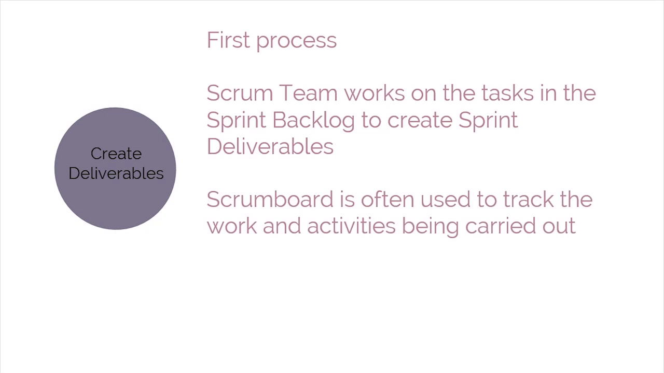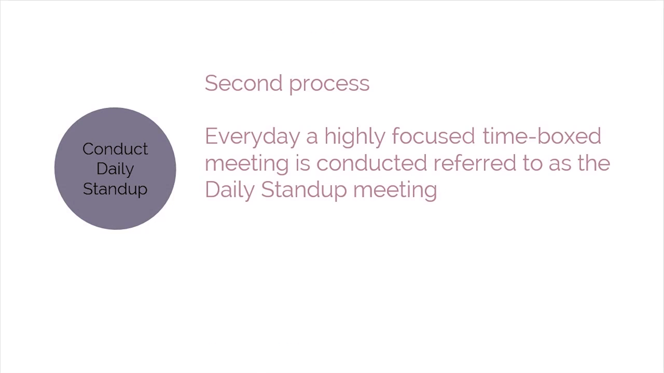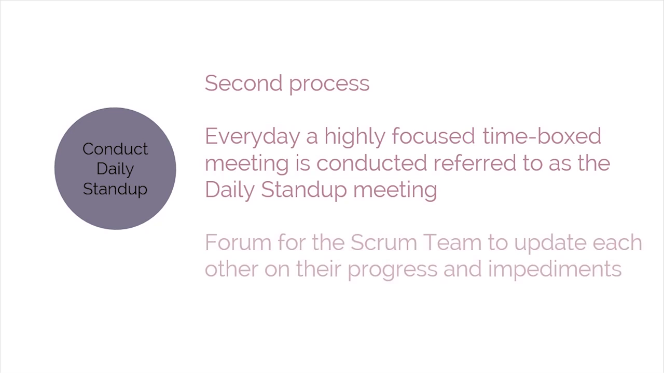A Scrum board is often used to track the work and activities being carried out. Issues or problems being faced by the Scrum team could be updated in an impediment log. The second process performed is Conduct Daily Stand-Up. Every day, a highly focused, time-boxed meeting is conducted, which is called the Daily Stand-Up meeting. This is the forum for the Scrum team to update each other on their progress and any impediments they may be facing.